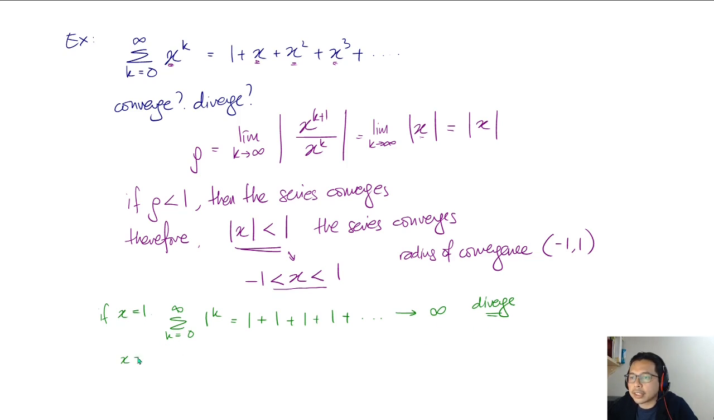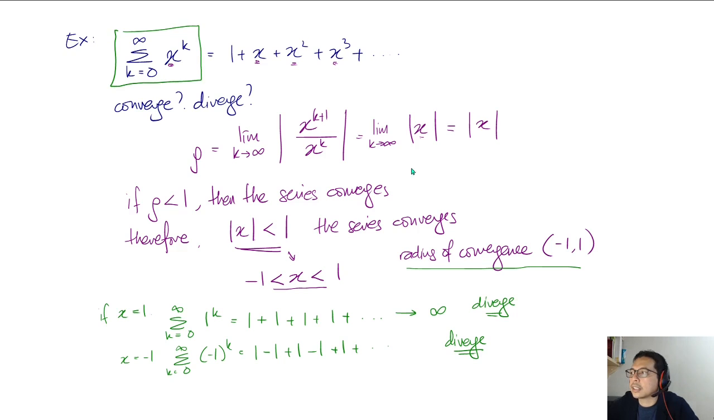What about when x equals -1? Okay, so we want to check also. When x equals -1, what we're going to have is x to the power of 0 will be 1, then -1 plus 1 minus 1. So as you know, an alternating series like this is not converging, so it diverges as well. All right, so we know that now the radius of convergence for this power series is if the x here is between -1 and 1.